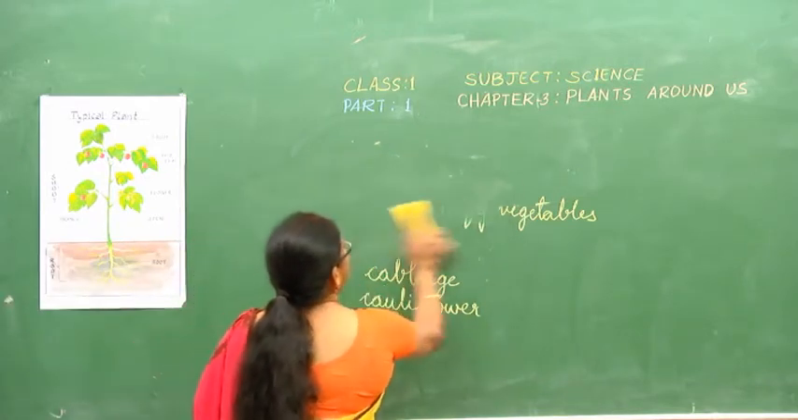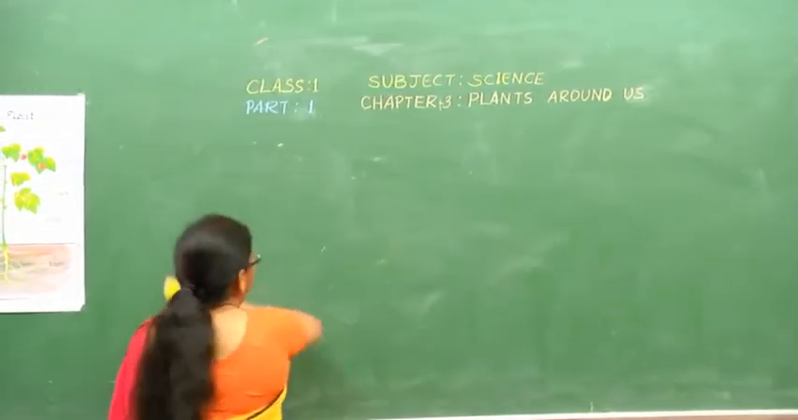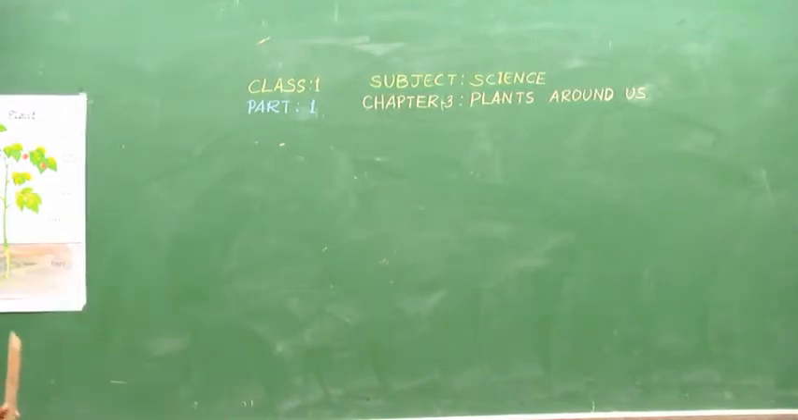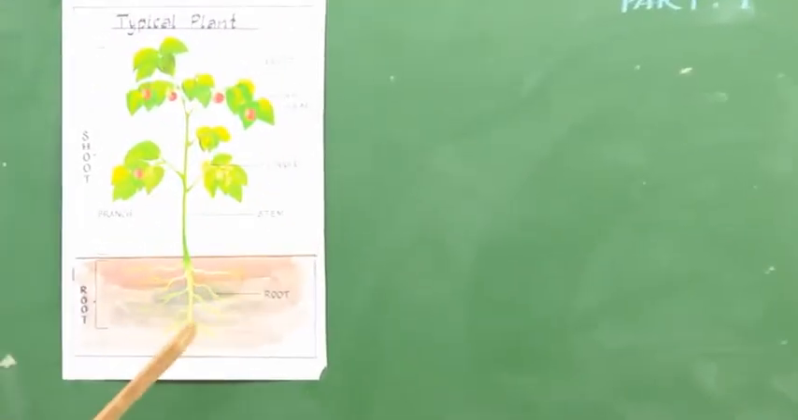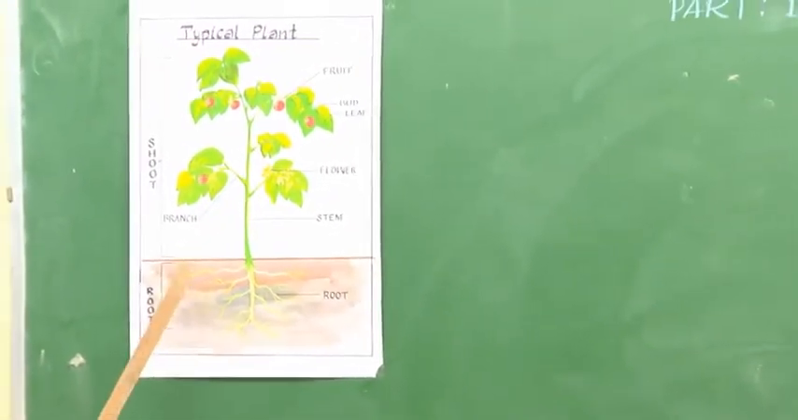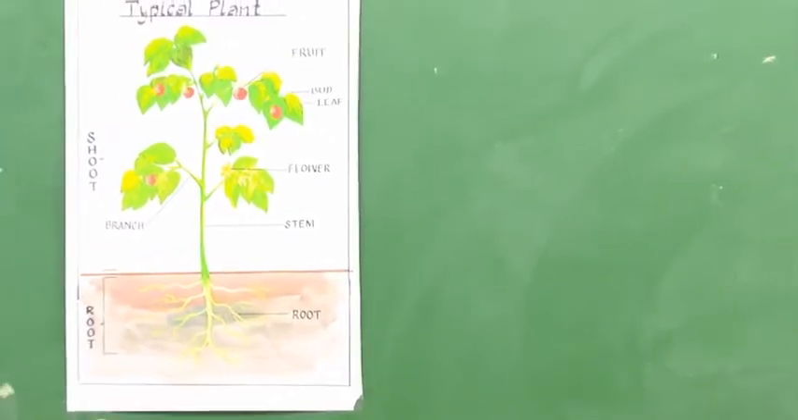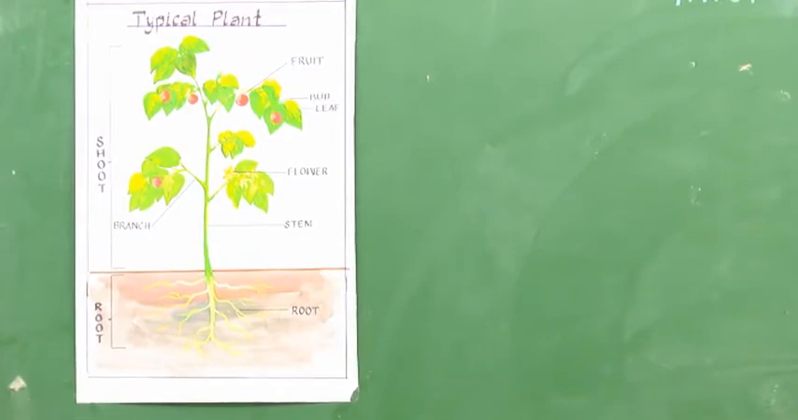Today we shall learn more about these things. First we shall see the picture of this plant. Can you see, children? Yes, this is the plant picture. In a plant there are many parts. Which parts are there?